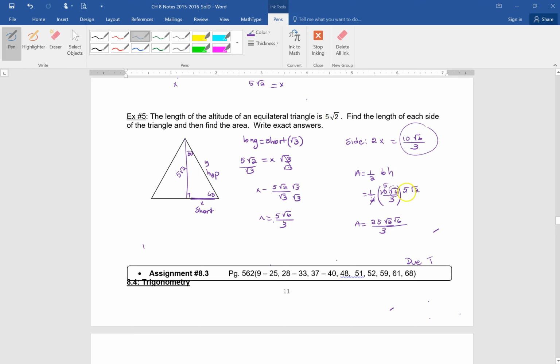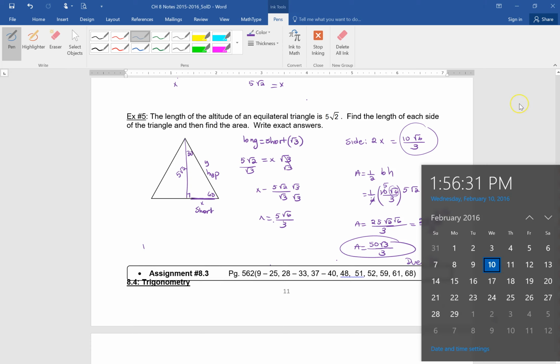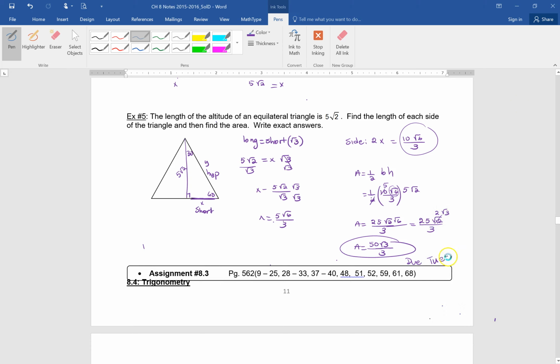So it's 5 times 5, 25. Radical 2 times radical 6, meaning, yeah, so this is 25 radical 12 over 3, which means the radical 12 is 2 root 3, right? So it's 50 root 3 over 3. Oh my. All right.